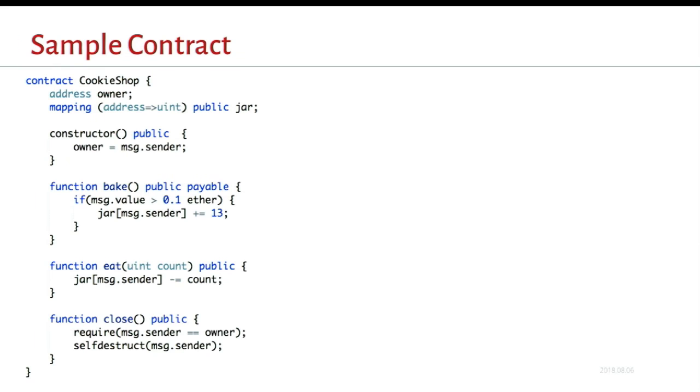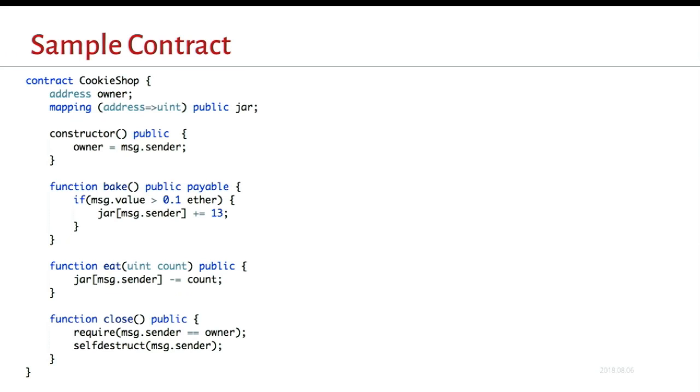And then there are a couple functions, bake and eat. These are callable by anyone on the network. Anyone who has an account in Ethereum can call into these functions. And finally, there's this close function that does a validity check and lets the owner retrieve value from the contract.